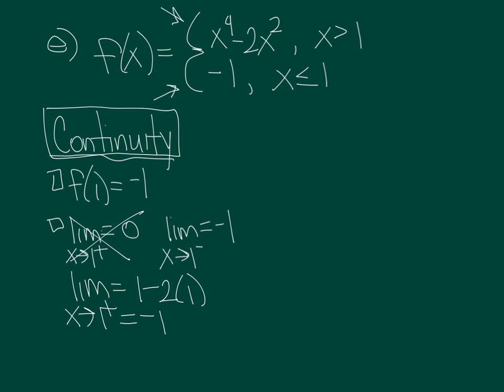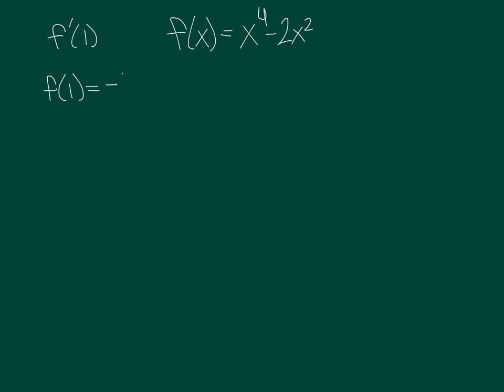Now let's prove differentiability for each piece. Okay, now let's find the derivative of each piece. So the goal is to find the derivative at 1. And the first piece we're going to investigate is where the function is equal to x to the fourth minus 2x squared. Okay, so I like to find the value at 1 first, and then the value at 1 plus h. So the value at 1 we already figured out is negative 1.